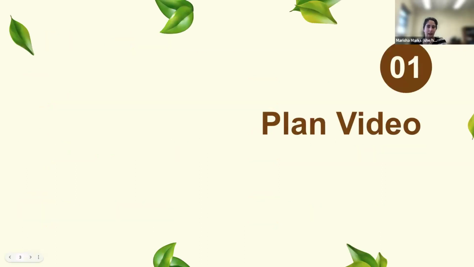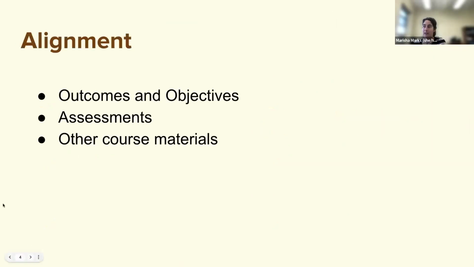Everything that you do in your course starts with a little bit of planning. So the first thing you want to look at is alignment. How does the content that you're creating work with the outcomes and objectives that you have for your course? You have, at the course level or at the unit level, something that you want your students to be able to do once they've completed that section of the course. And your video is going to be one of the tools to help the students be able to do that.